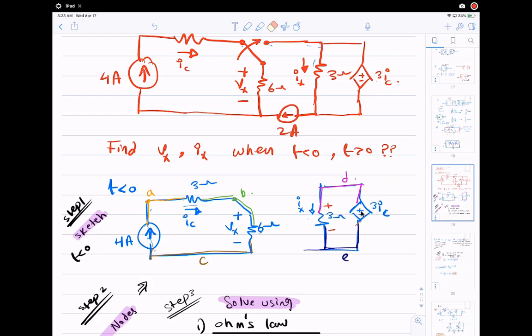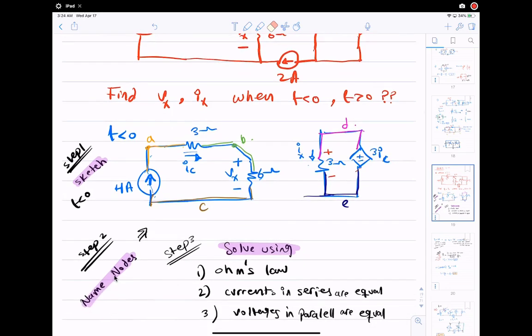So if I want to start with the right loop, I can't. Why? Because I don't have that value of the IC. So I go look for the IC, I find it here, then it's smarter to start from the left loop. I have an independent source, so the value of the current is 4 ampere.